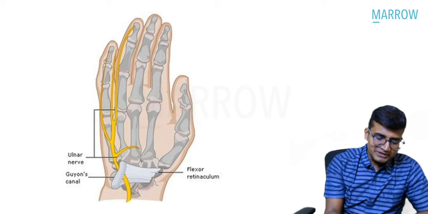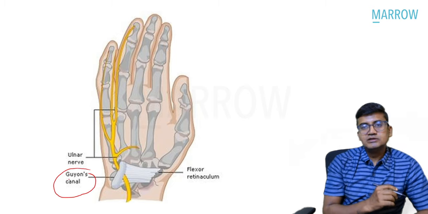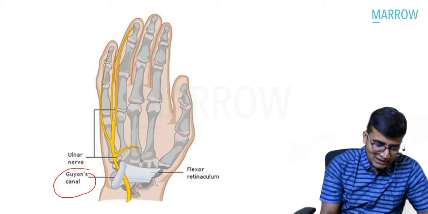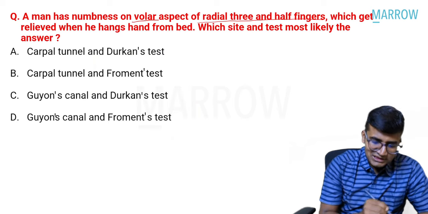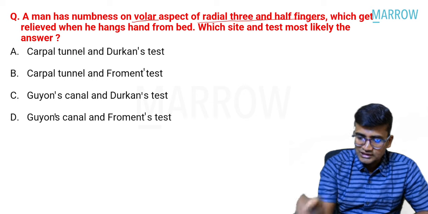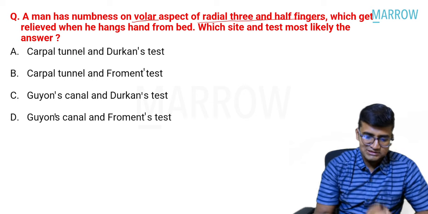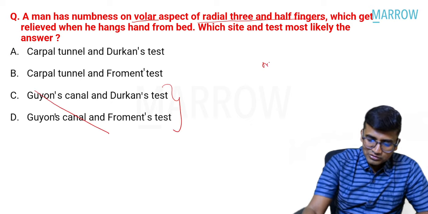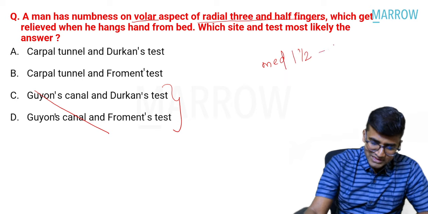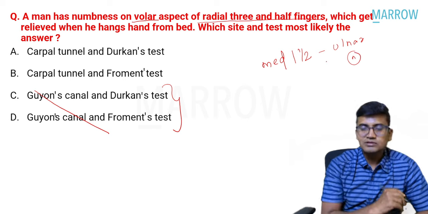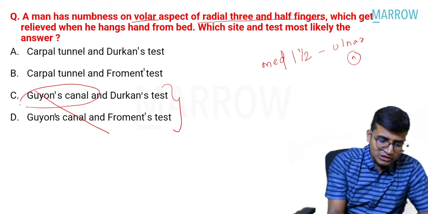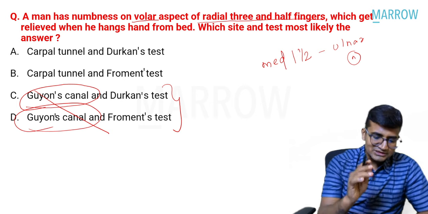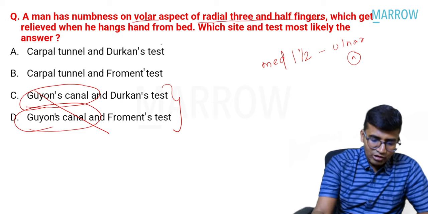Now ulnar nerve damage means they give the clue Guyon's canal. So Guyon's canal transmits the ulnar nerve and the ulnar vessel. Okay, right. Now the question is about the lateral 3.5 fingers, loss of sensory supply, numbness. If it were ulnar nerve damage, then they would give the clue medial 1.5. In Guyon's canal you see ulnar nerve injury. So options C and D are wrong. So now we have options A and B.